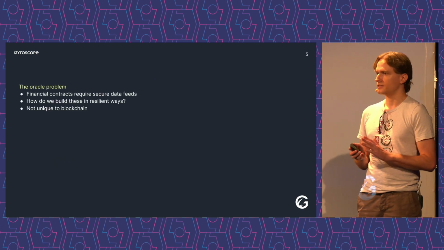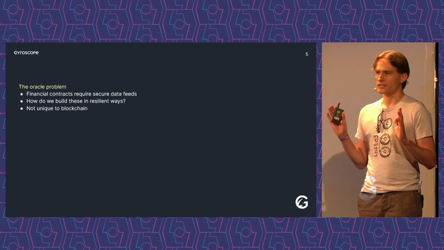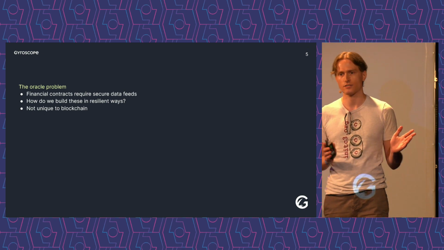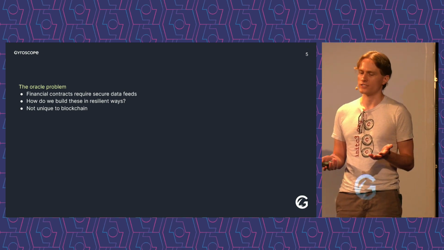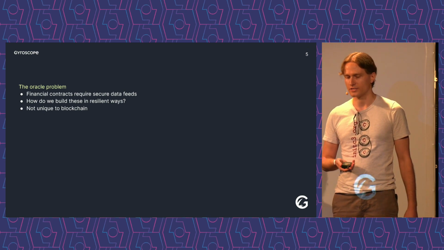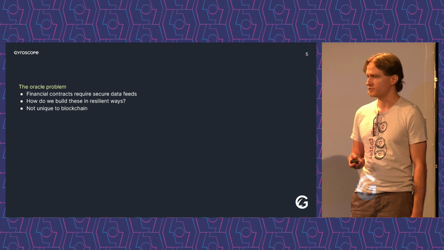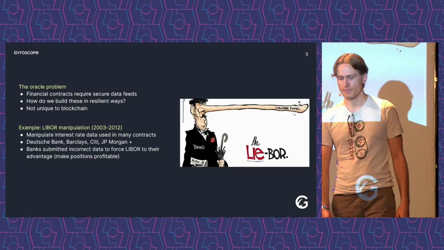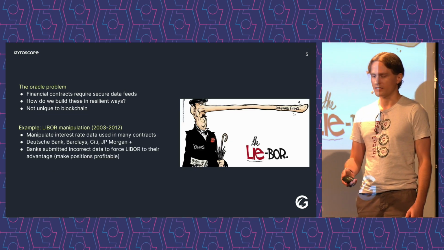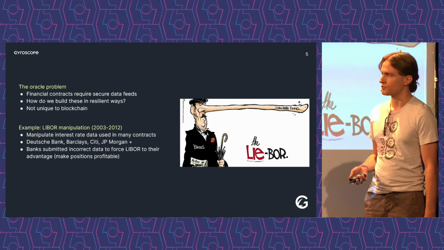So to back up just a little bit, the Oracle problem as we see it is basically that financial contracts require secure data feeds. And the natural question is, how do we build these in a resilient way? This isn't a unique problem to blockchain at all. An example is what happened in the LIBOR manipulation back in 2003 all the way to 2012.